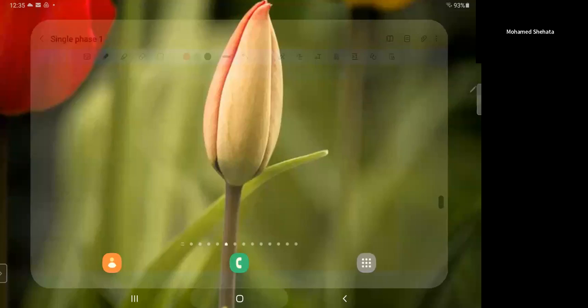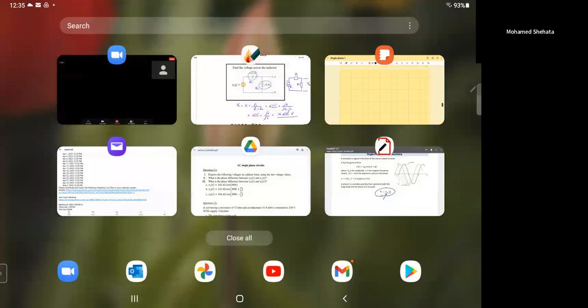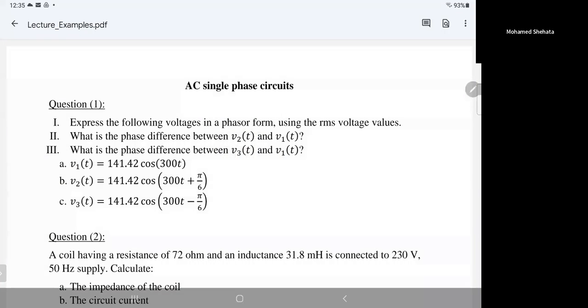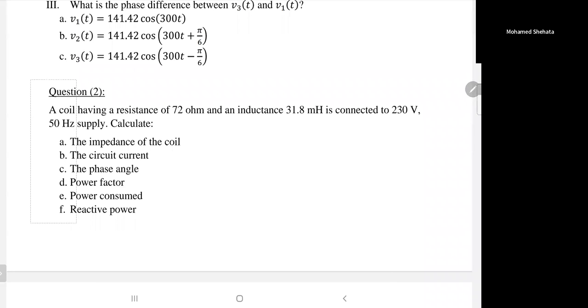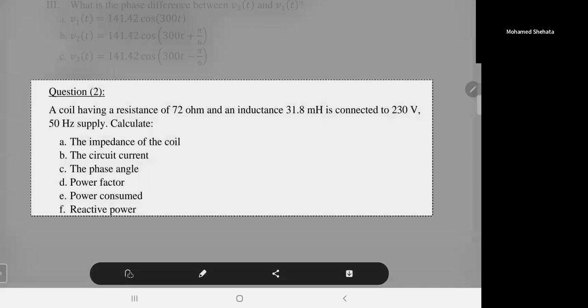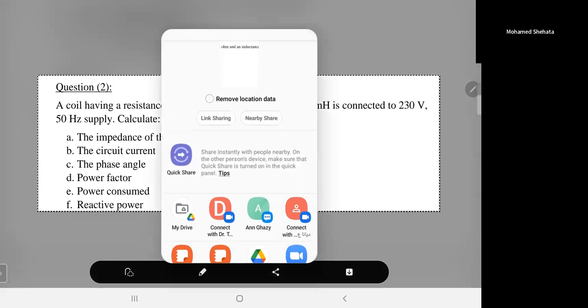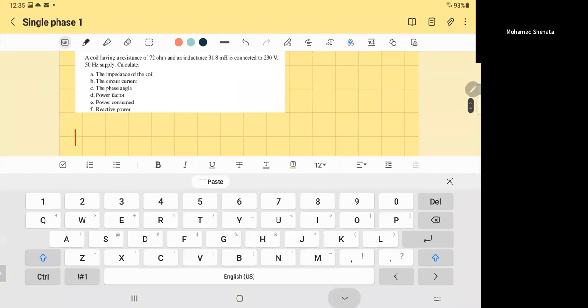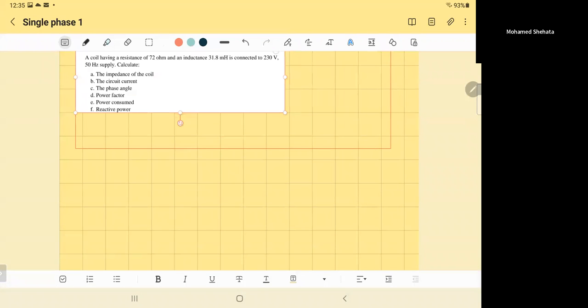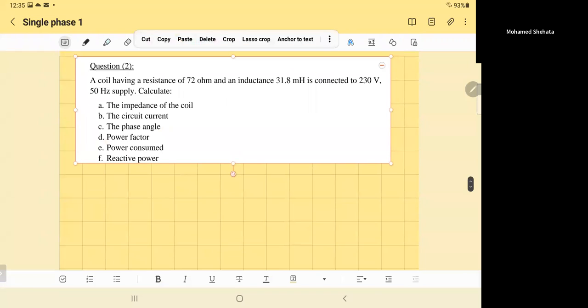Let's take one more question here. Okay, that's question 2. A coil having resistance 72 ohm and an inductance 31.8 millihenry is connected to 230 volt.